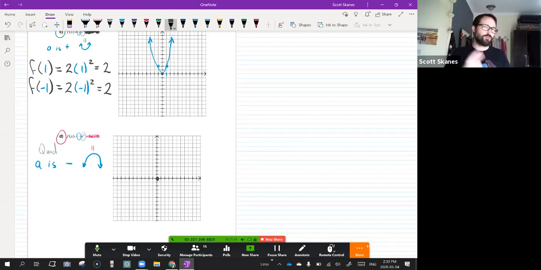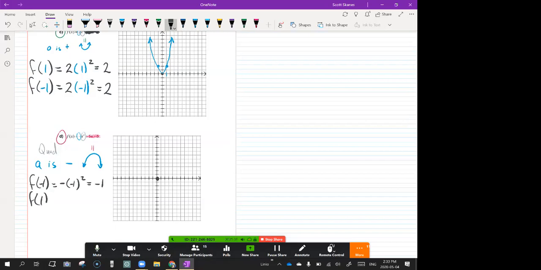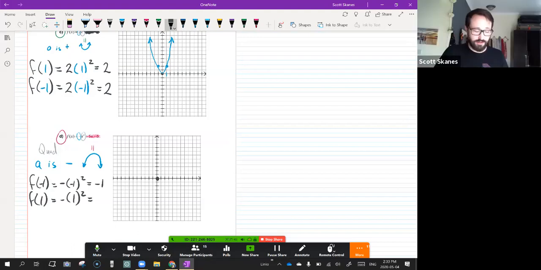We don't have any other 2 points. So what do we do? What do we normally do with quadratics? I just did it. I check -1 and I check 1. So f when x is -1 gives -1 squared. That is -1. And then f when x is 1 gives -1 squared. That is still -1. Because you'll notice it's 1 squared, which is 1, and the negative's outside. So still -1. And I'll just put those on my graph. There we go, and it looks like this.